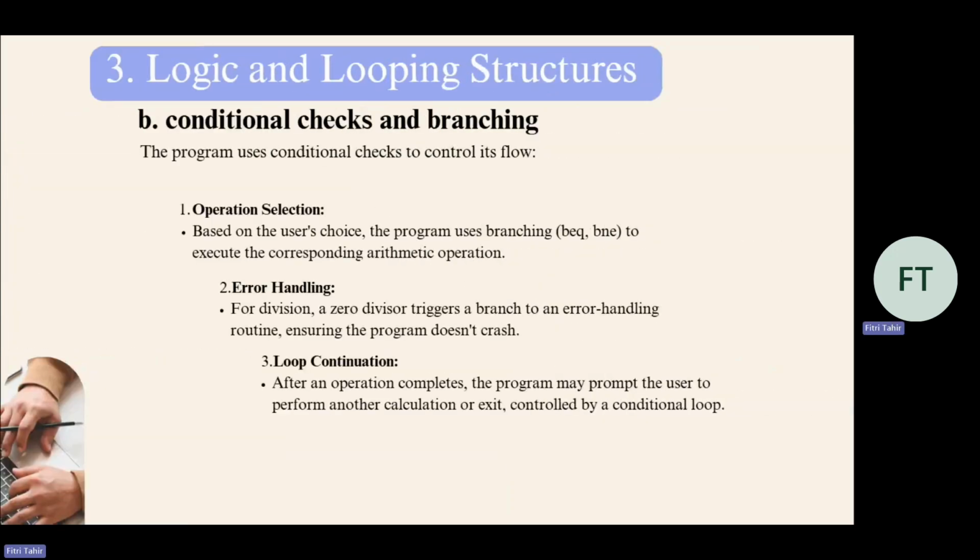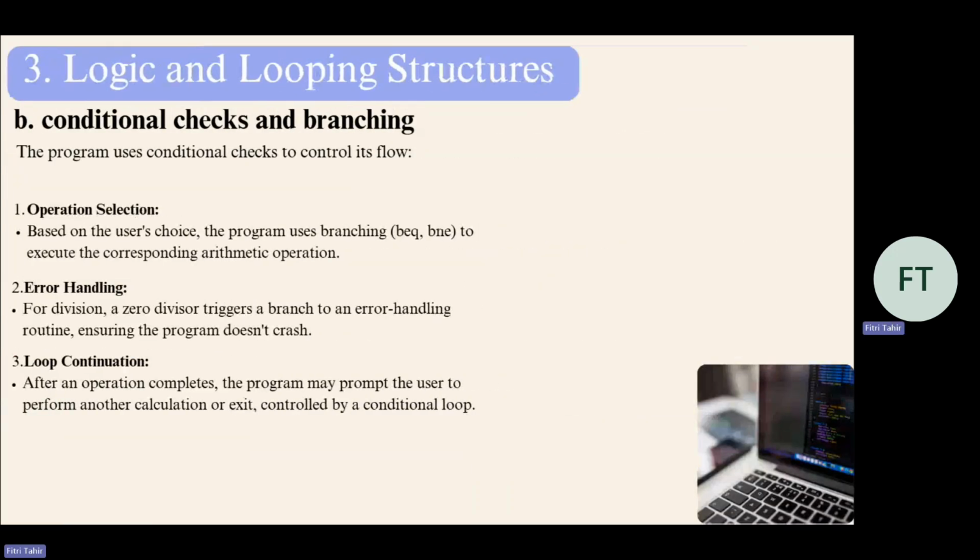So for B, conditional checks and branching. The program uses conditional checks to control its flow. The first one is operation selection. Based on the user's choices, the program uses branching to execute the corresponding arithmetic operation.